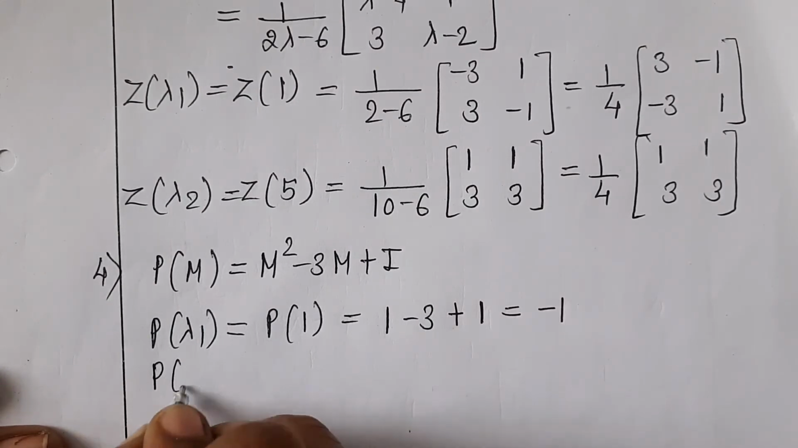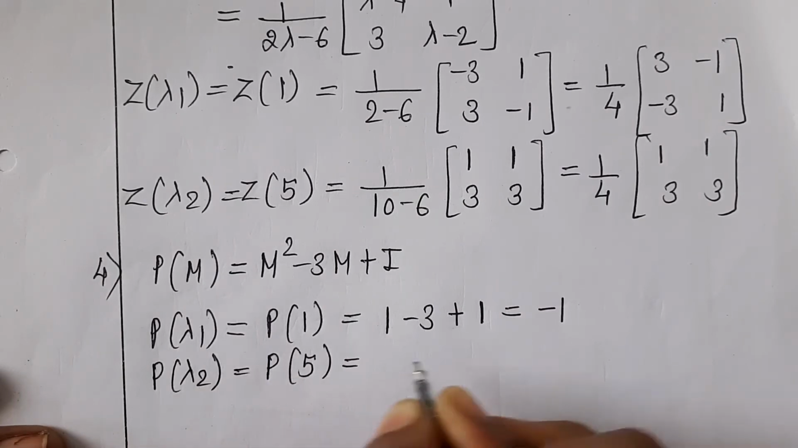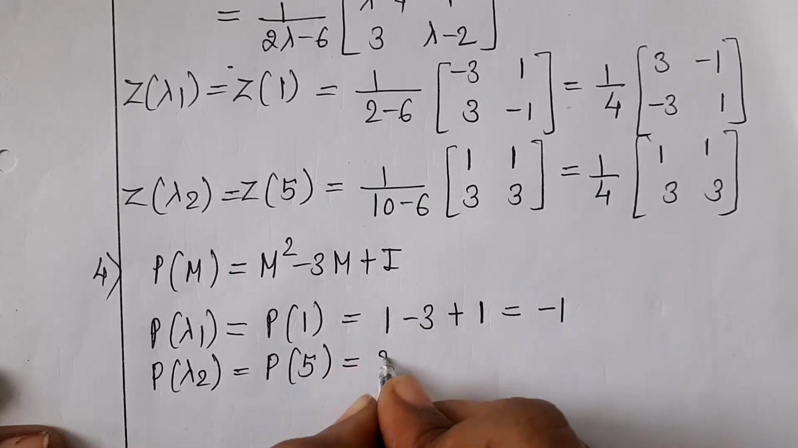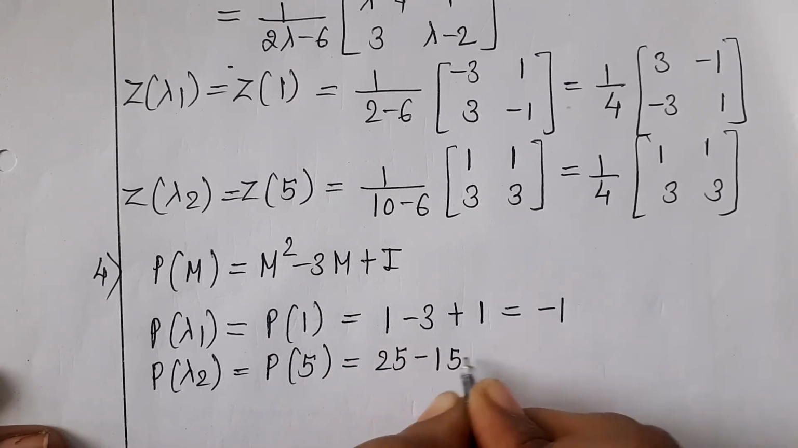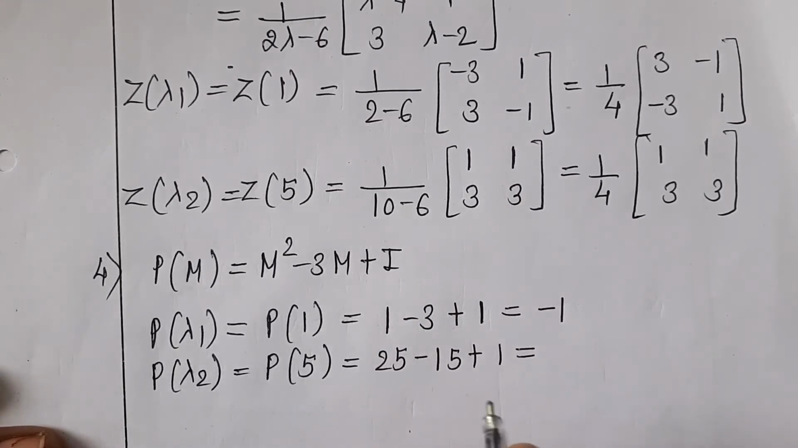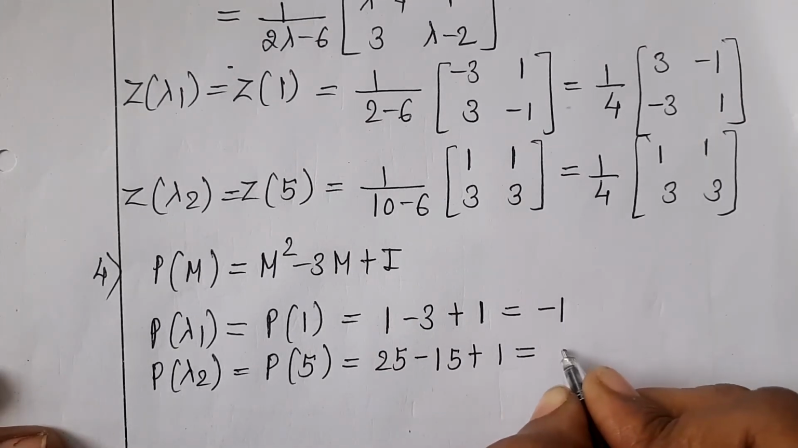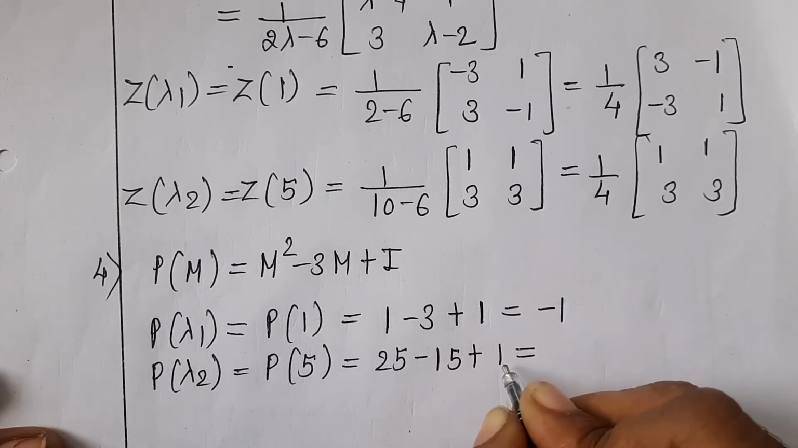Then P of lambda 2, which is equal to P of 5, is equal to 5 square, which is 25, minus 5 into 3, 15, plus 1. So it is equal to 26 minus 15. So we have obtained 11.